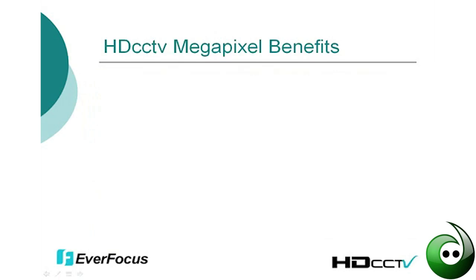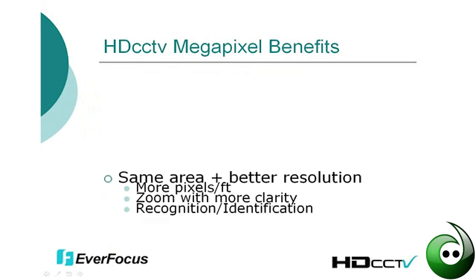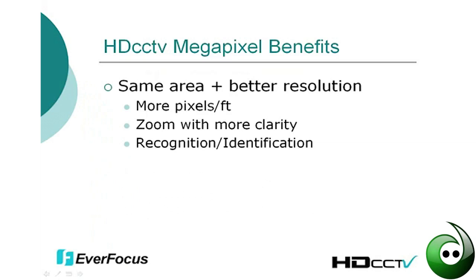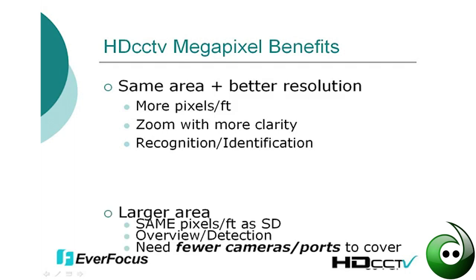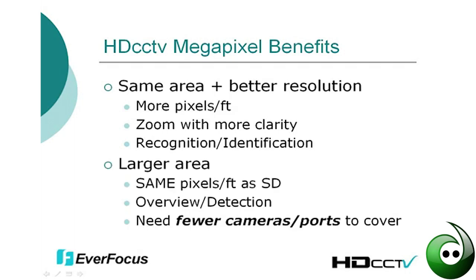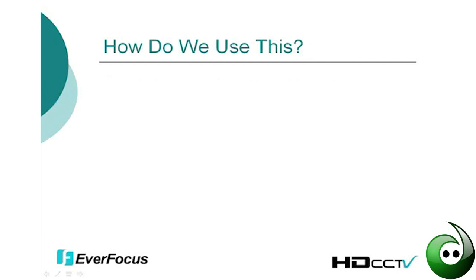So let's look at the benefits of HD-CCTV megapixel. We can cover the same area with better resolution, an increased number of pixels per foot, the ability to zoom with more clarity, to use for recognition and identification. Alternatively, we can cover a larger area, the same number of pixels per foot as standard definition, to use for overview and detection, and in this case we need fewer cameras and DVR ports to cover the same area. Or a trade-off can be selected in between.